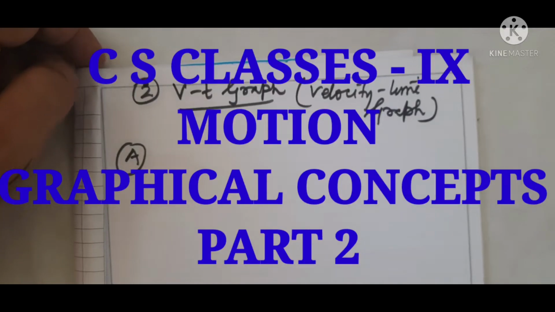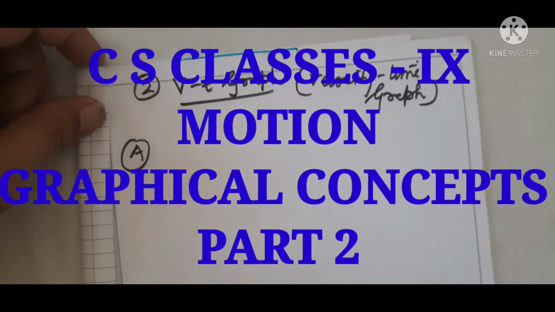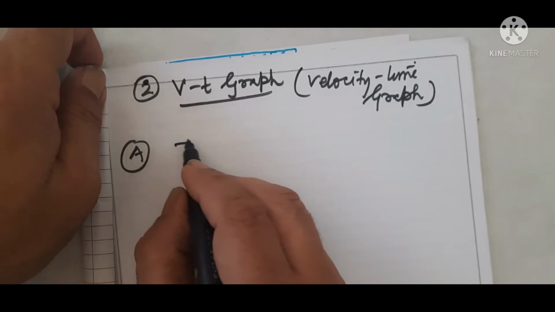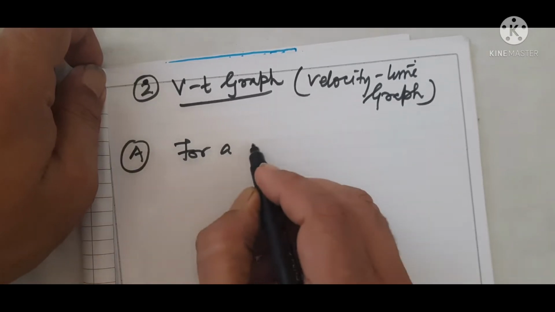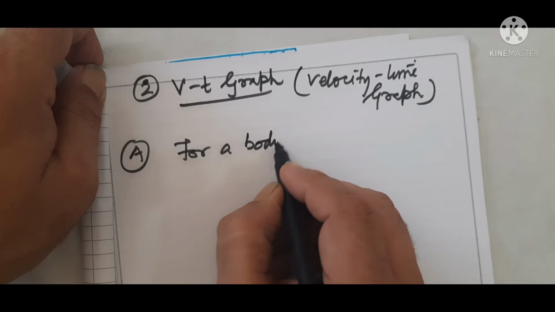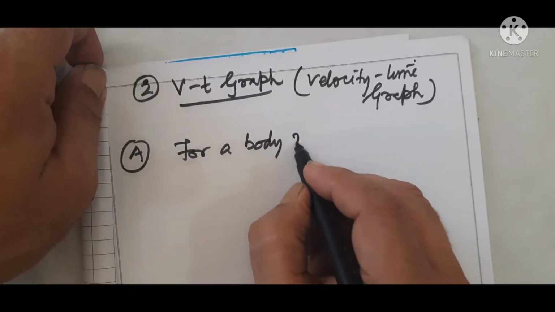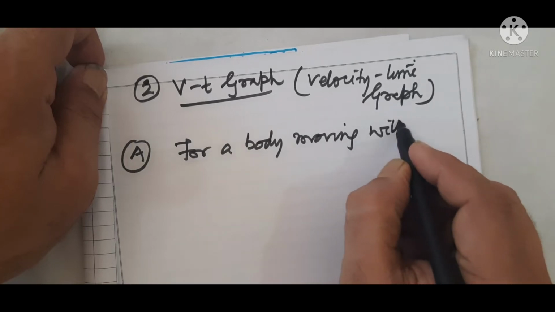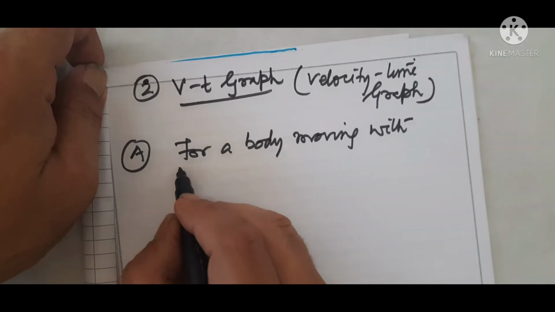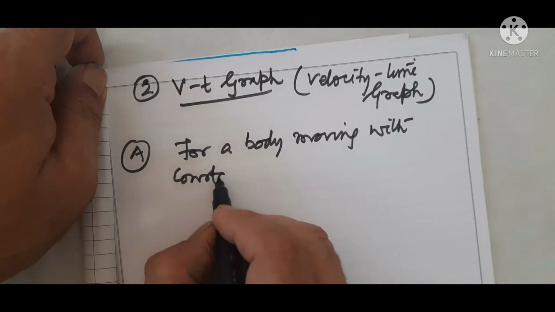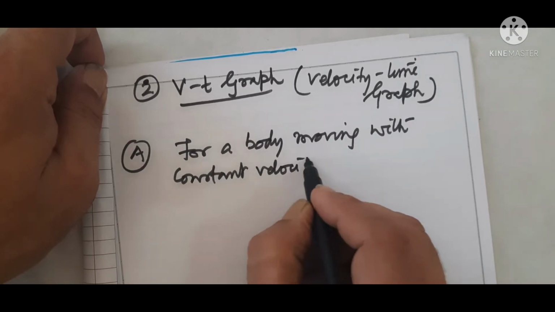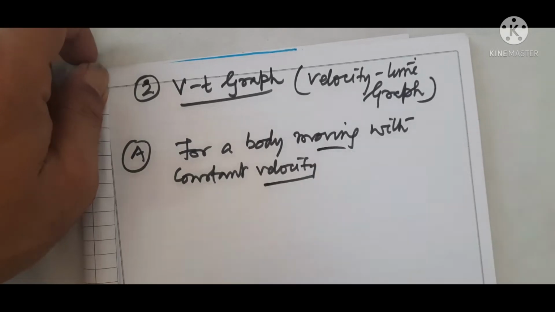Second type of graph is VT graph, velocity time graph. Case number 1, VT graph for a body moving with constant velocity. The object is moving with constant velocity.